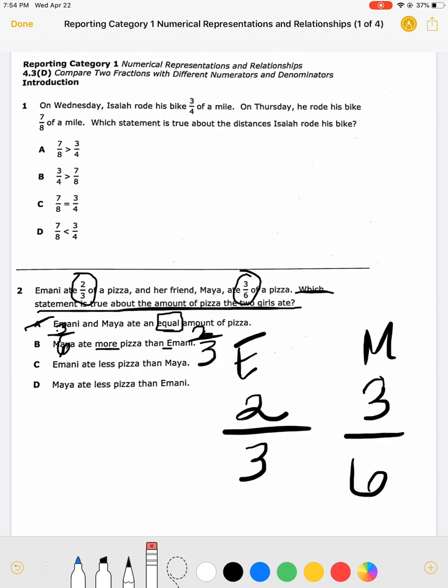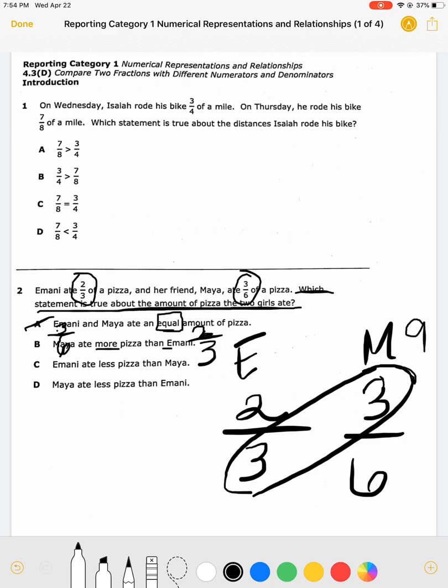We can cross multiply to check. So we know 3 times 3 is 9. Now let's cross multiply over here. 6 times 2 is 12. So 12 represents 2/3, 9 represents 3/6. And we were on the right track because 12 is greater than 9.